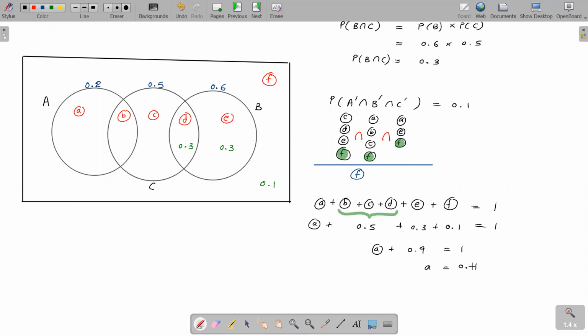So A is equal to 0.1. So now you can mark the A probability as 0.1. Now we can easily get the other probabilities. If A is 0.1, then B probability is 0.2 minus 0.1, which is 0.1. And then B plus C plus D is 0.5. So you can see here 0.1 plus 0.3 is 0.4. So if you subtract 0.4 from the 0.5, we get another 0.1, and you can see my Venn diagram is now complete. Okay, so it's really important that you are able to complete your Venn diagram with all the probabilities.